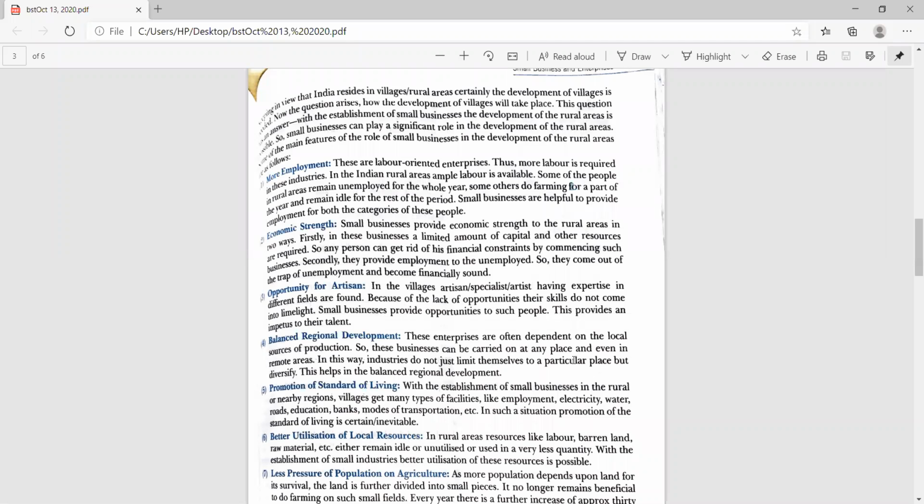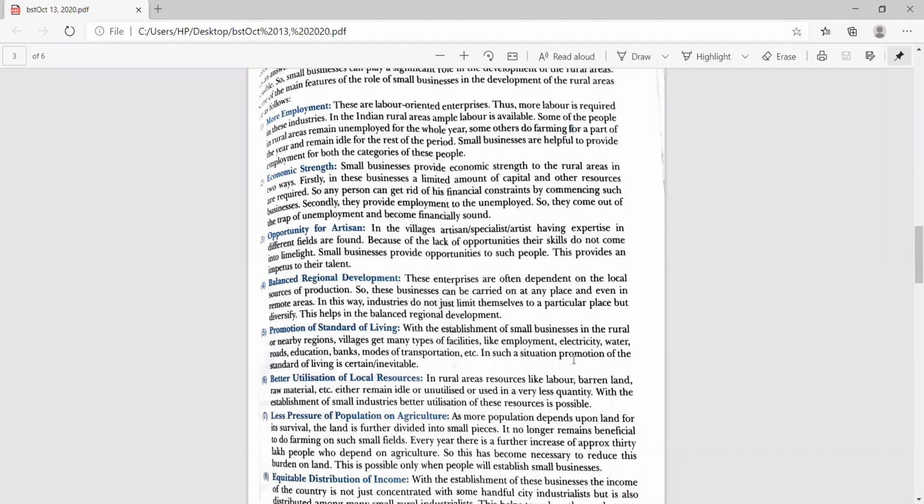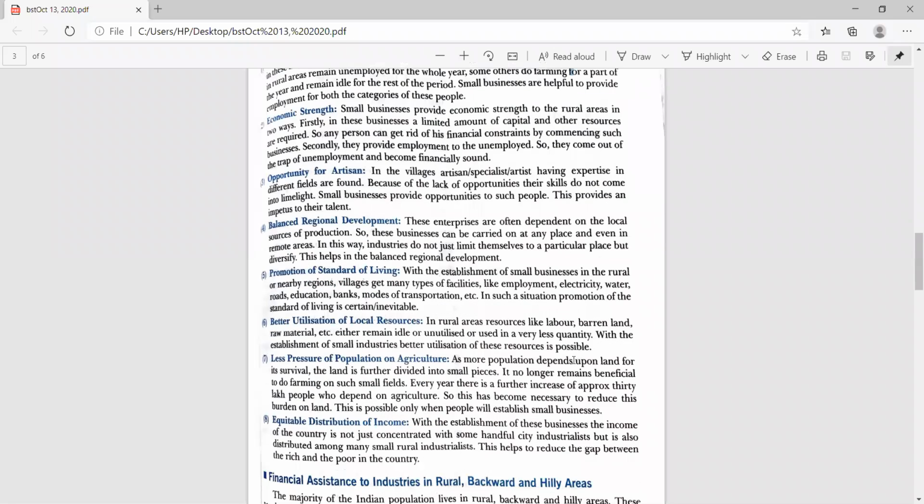Secondly, they provide employment to the unemployed, so they can come out of the trap of unemployment and make themselves financially sound. So in these two ways, it provides economic strength to the people who are living in the rural areas. So we can say that, no doubt, small scale industries and businesses provide economic strength to the people residing in rural areas.